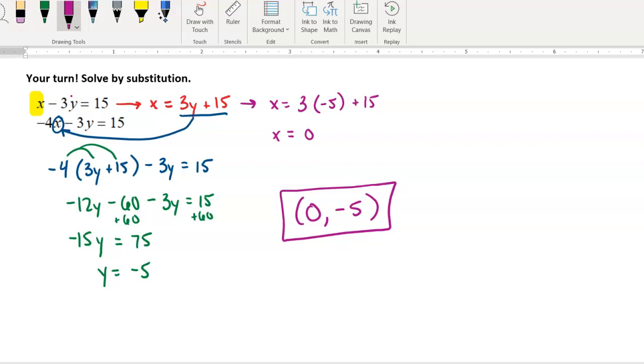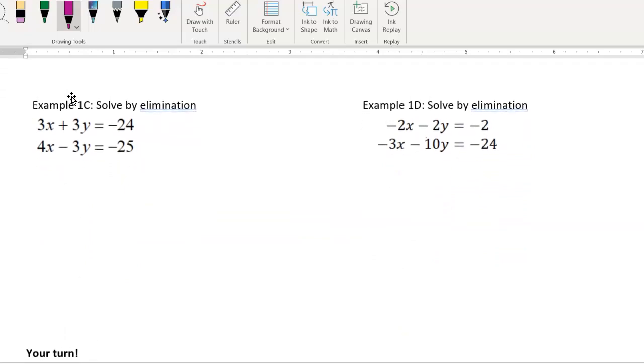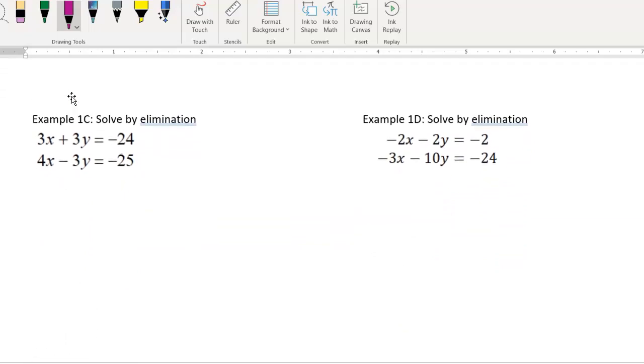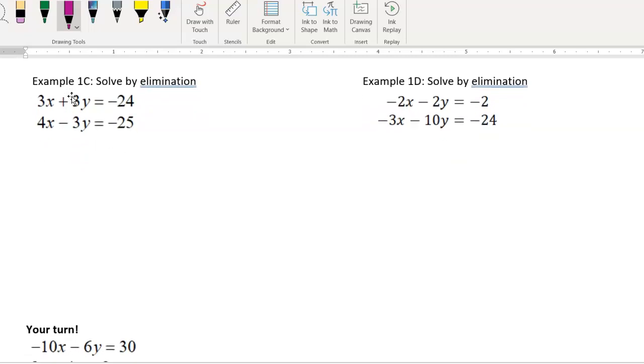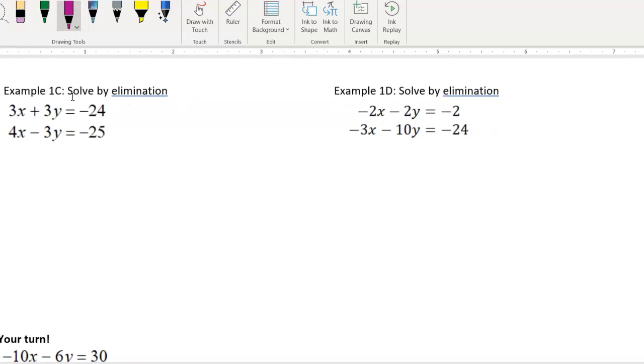So that's how we would solve by substitution. We've talked about how to solve by graphing and how to solve by substitution. We're going to look at some special situations after this. But as far as our other type, there's only one other method we could use, and that's what's called elimination. Now for this one, I'm actually going to start with 1D, and there's a reason for that. So let's start with this one here.